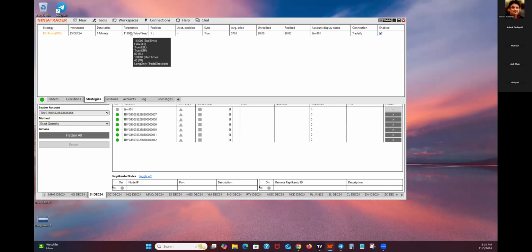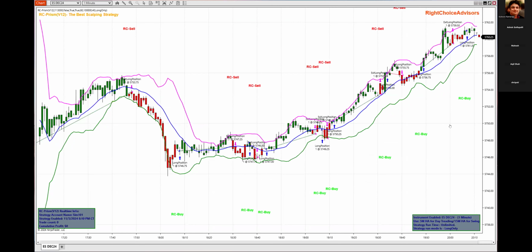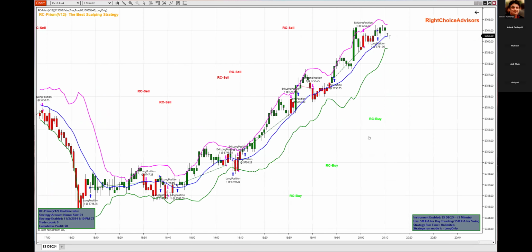It still shows false for the time. 11:30 is the end time, you have false, right? Can you go back to the chart? Here you see your strategy runtime is unlimited. Yeah, it's unlimited. Okay. The other day I was trying to enable this strategy, but that's what I had questioned.